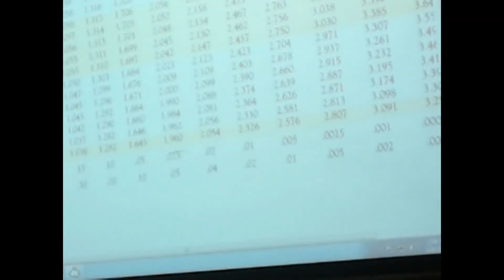How does that compare to alpha? Well, alpha is 5% or 0.05, which is this. This is 5% and this is 2.5%. So P is less than 5%. What do we do there?